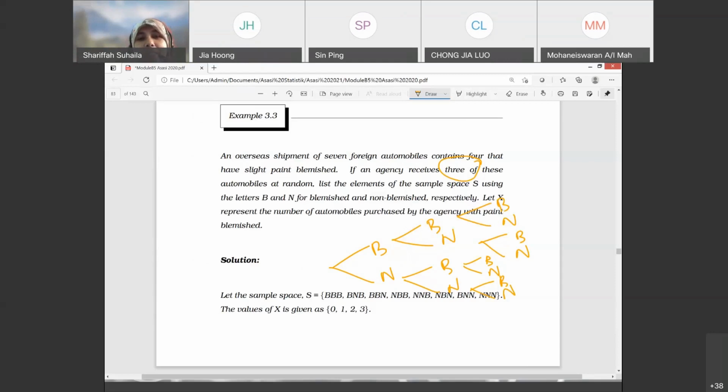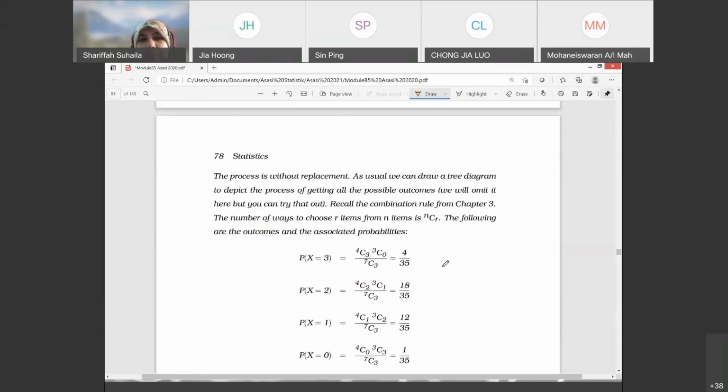So X represents the number of automobiles. We only receive 3, so it can be either no automobiles with paint blemish, only 1, 2, or all 3 with paint blemish. So you have small x as 0, 1, 2, and 3. Now you want to find the probability. Again, the process is without replacement.